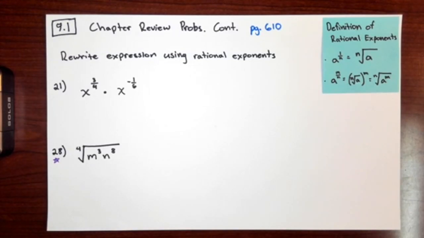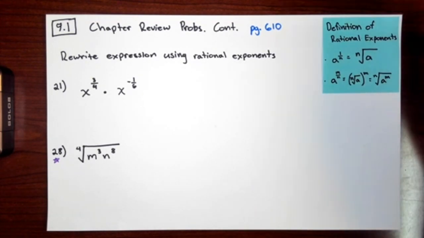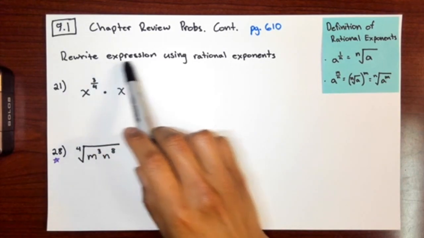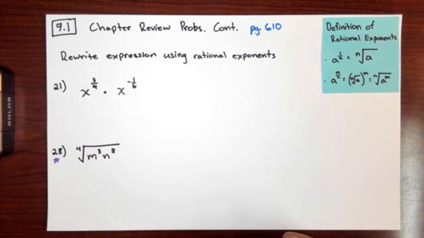Alright, so we're moving on here. We're continuing on and still 9.1. We're still on page 610 and we're just working on a different type of problem. The problem in this case is going to be to rewrite the expression using only rational exponents.